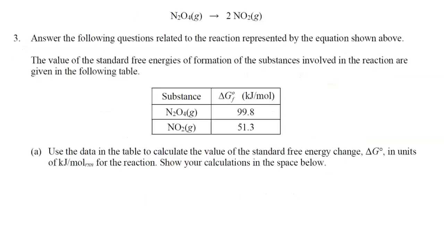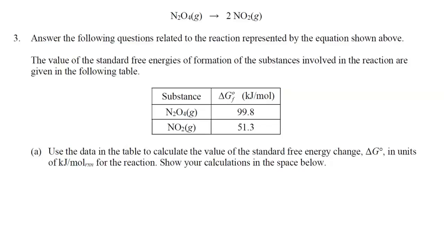Now let's take a look at question 3. In question 3, it says, answer the following questions related to the reaction represented by the equation shown above. The values of the standard free energies of formation of the substances involved in the reaction are given in the following table. Part A, use the data in the table to calculate the value of the standard free energy change, or delta G, in units of kilojoules per mole of reaction for the reaction.